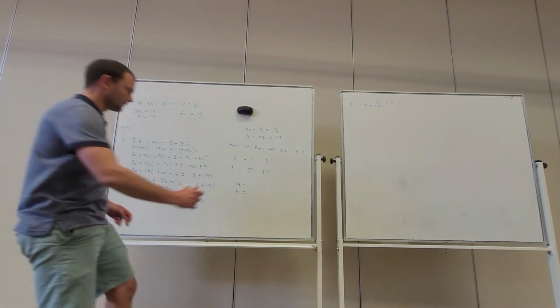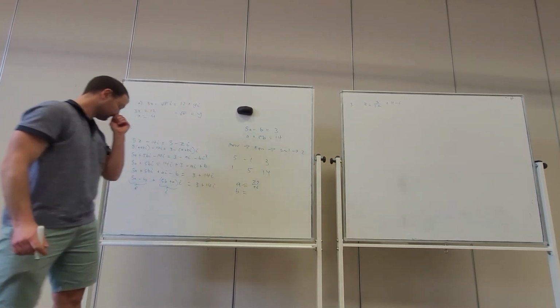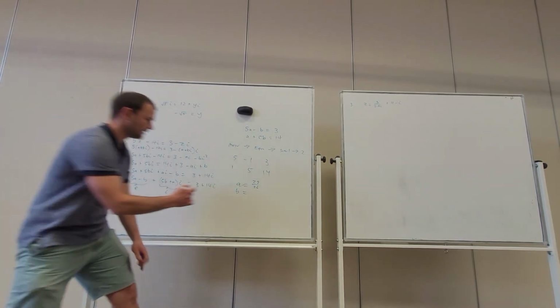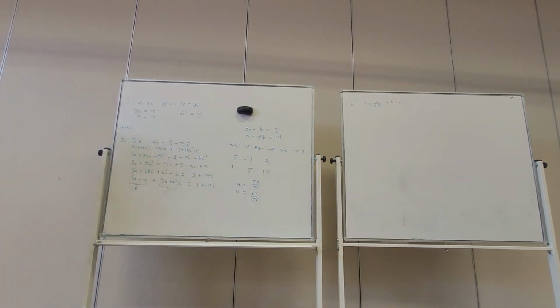29 on 26. For A, thank you. Yeah, A. Yep. 67 over 26. Excellent. Okay. So that'd be a pretty nasty one to find manually anyway.